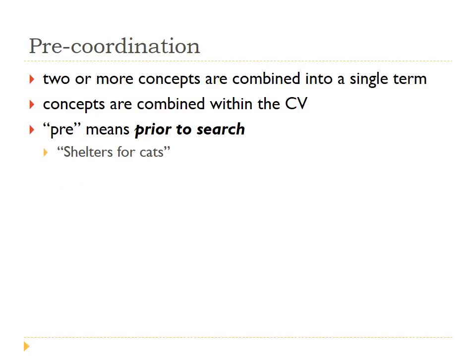In pre-coordination, two or maybe more concepts are combined into a single term. And these concepts are combined already within the CV, the controlled vocabulary. You can think of pre-coordination as the pre meaning prior to search. So these concepts are wedded together before anyone conducts a search. They're already wedded together in the vocabulary and therefore the description of our resources.